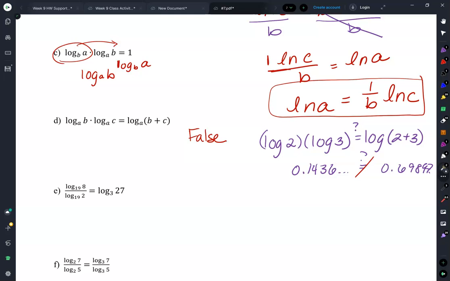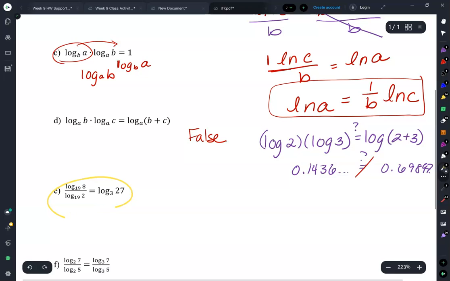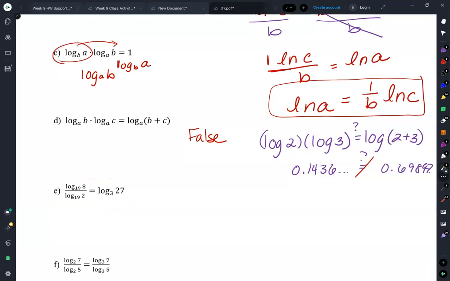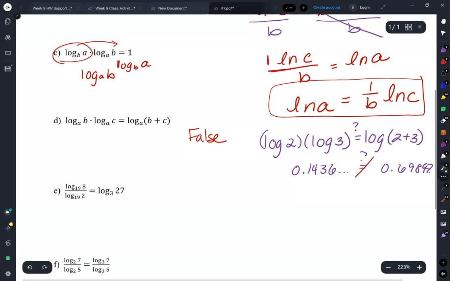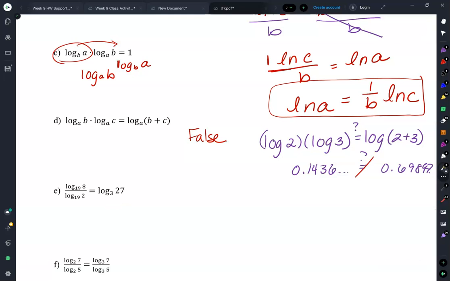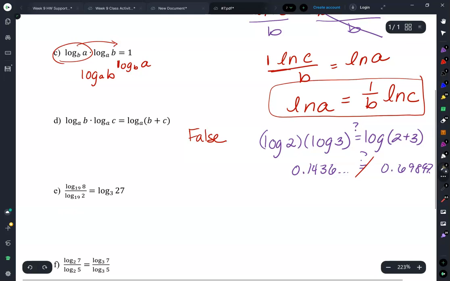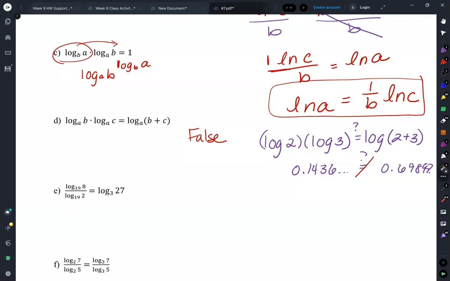For E, you can use the change of base property and see what happens with that and if you get this result. So it's kind of looking at how you would manipulate things. Are there properties that you can actually use to get from one piece to the other? So I hope that helps, and just let me know if you need more assistance with that.